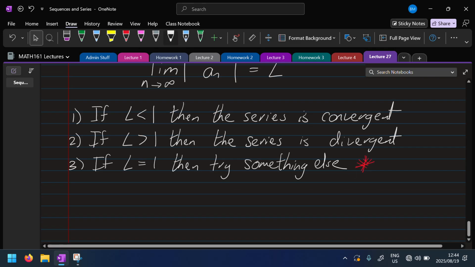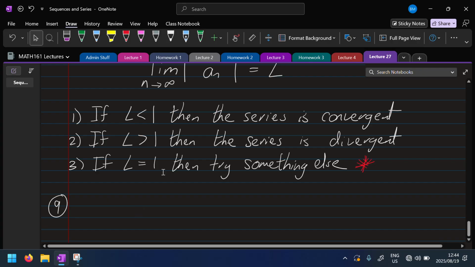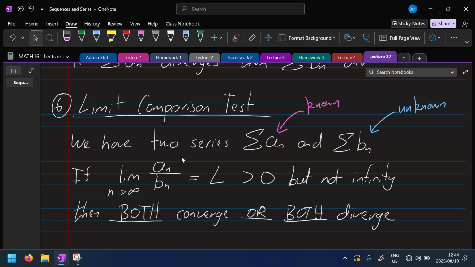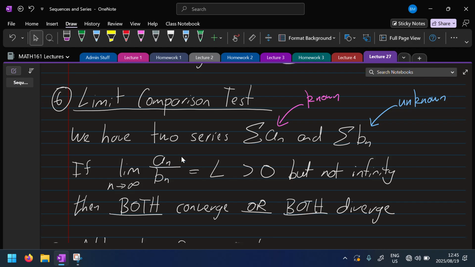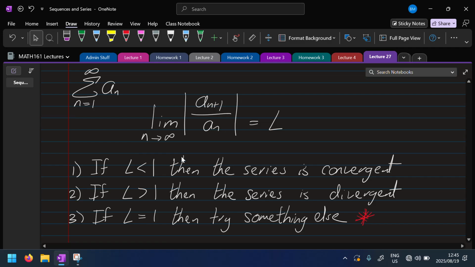Okay, number 9. Also, don't mix this up with this one. Both of them have these limits with the L, but they're two separate things. For the limit comparison test, L must be positive and less than infinity, and then both series converge or both diverge. But for this one, you calculate the limit L, and then you have to look at these three cases. They're different. Please don't mix them up.